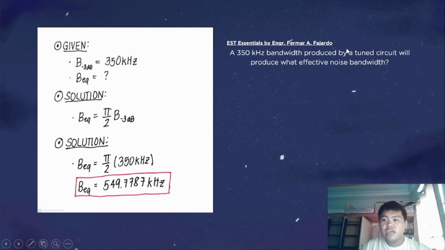Then since we have the given value of 350 kHz that was produced by a tuned circuit, therefore the given value of 350 kHz is the half power bandwidth. Then we will substitute it and we get 549.7787 kHz.